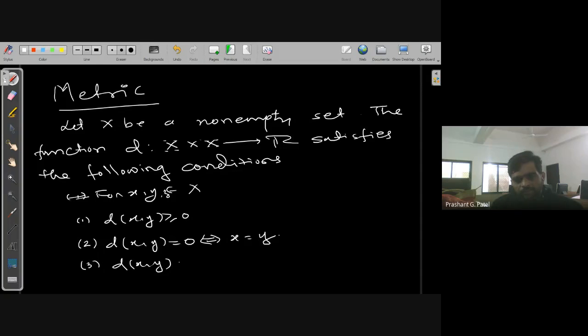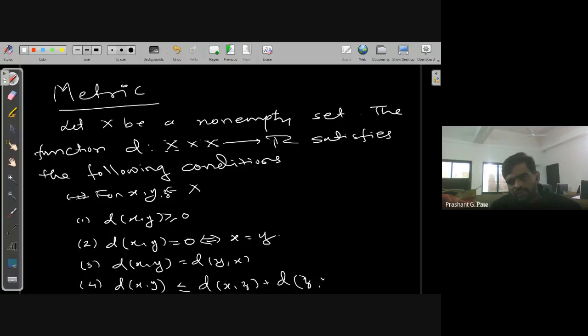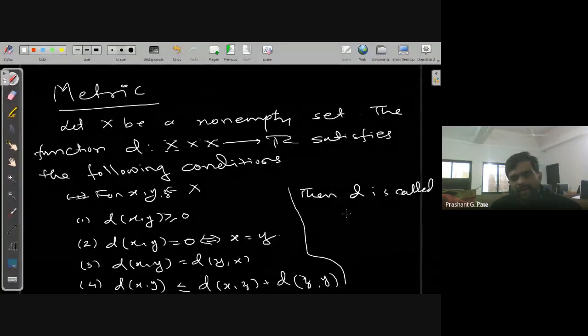Third is symmetry, that is, the distance from x to y will be the same as y to x. And the fourth one is the triangle inequality, that is, the distance from x to y is less than or equal to the distance from x to z plus z to y. Then this D is called a metric on X.